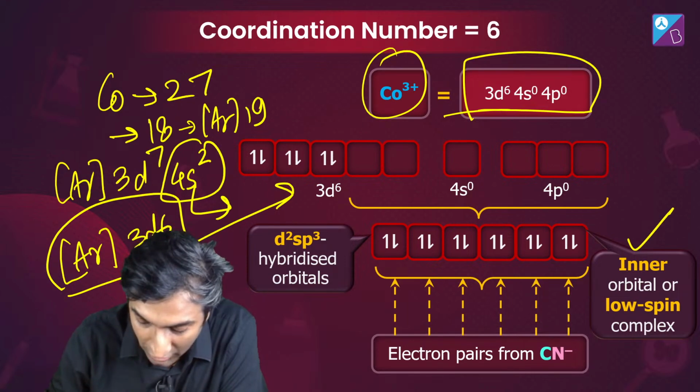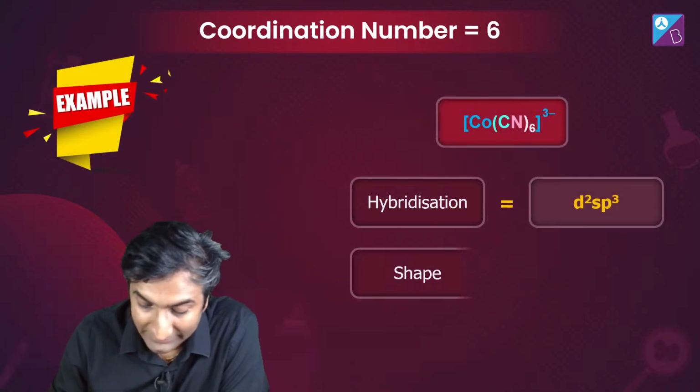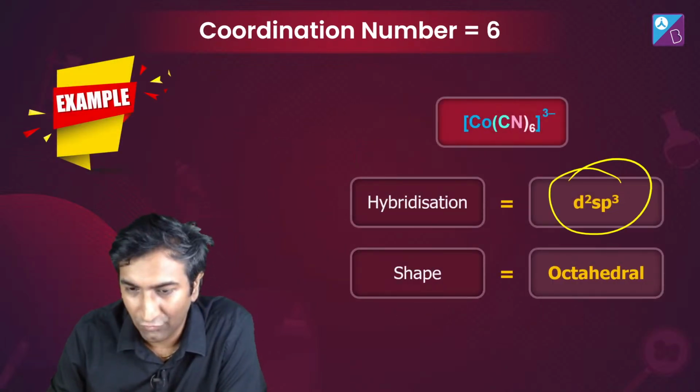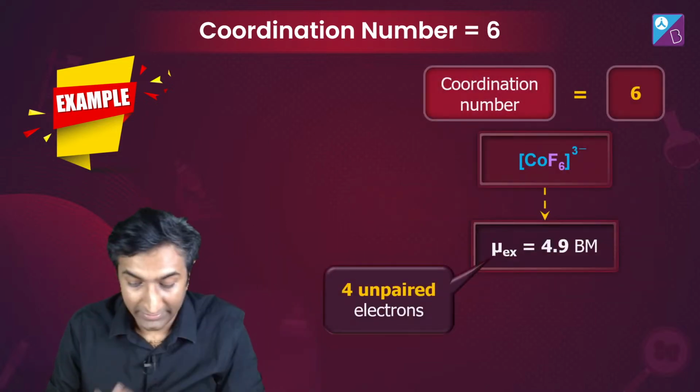This is an inner orbital or a low spin complex. This is because electron pairing happens because of cyanide ions. ठीक है? This is D2sp3. 3D7 4s2. Yeah, exactly. Good stuff. Chalo. What about cobalt? This guy right here.